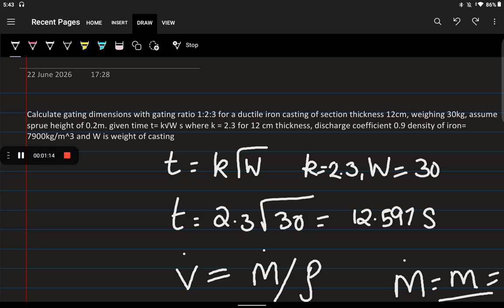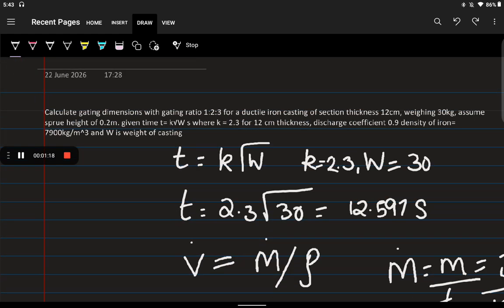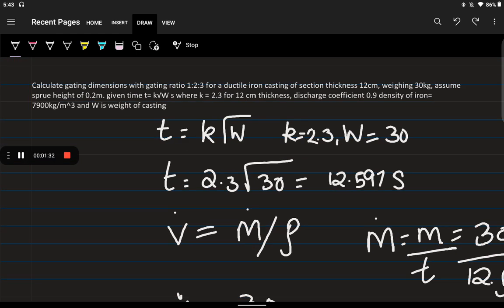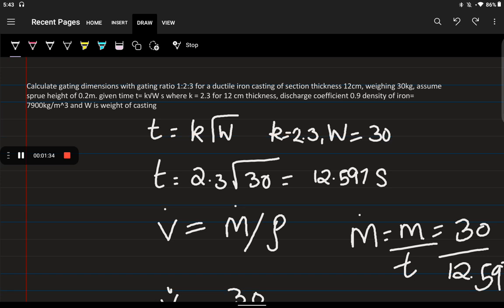So how do we solve it? From the question itself we can find the time for filling the casting. That is given as k into root w. They have given the value of k as 2.3 and weight is 30 kg. So substituting into the equation we can find time, which is 12.597 seconds.